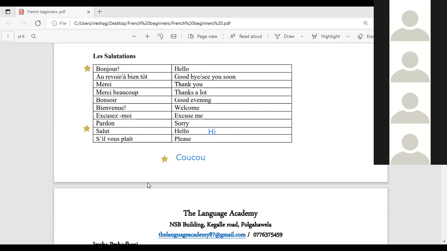Sanjana? Okay, teacher. Bonjour, au revoir, à bientôt, merci, merci beaucoup, bonsoir, bienvenue, excusez-moi, pardon, salut, s'il vous plaît. Okay, next. Bonjour, au revoir, à bientôt, merci. Merci beaucoup. Bonsoir. Bienvenue. Excusez-moi. Pardon. Salut. S'il vous plaît. Okay, very good.